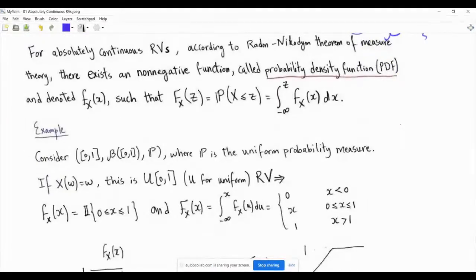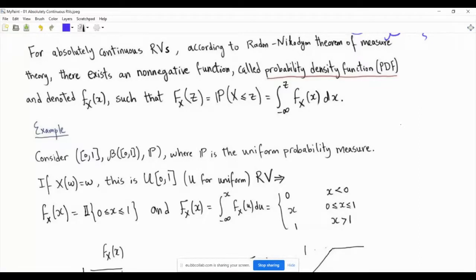Those guys, they have a PDF. The PDF is a non-negative function, but it is not a probability. I gave an example earlier that it can be a function that is unbounded. Definitely, it can go above 1. But the idea is that this PDF can be used to compute probabilities.